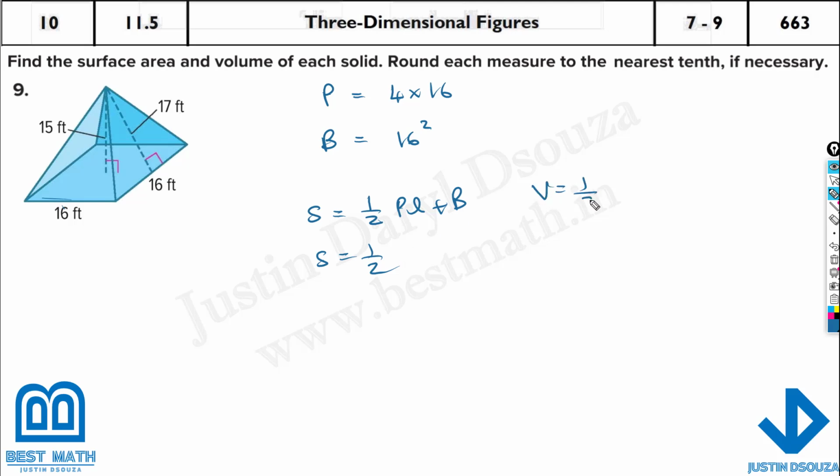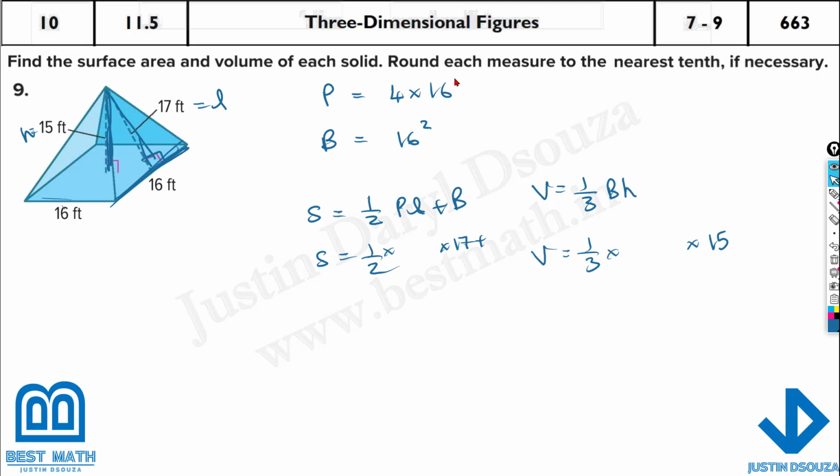And what about the volume? It's 1/3 B into H. What is the height? Now, I have made one mistake. Yes, it's proper. I thought I wrote H over here, but it is L. What is L here? L is along the side, whatever is there, at 90 degrees. Yes, this is L. And whatever is at the center of the base is the H value. So here H is 15. So 1/3 times whatever the B value is times 15. And here, whatever the P value is times 17 plus whatever is the B value.